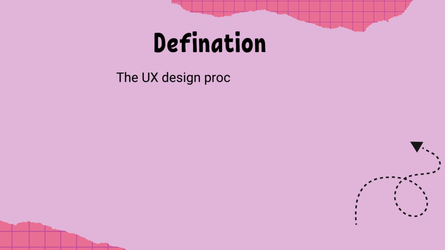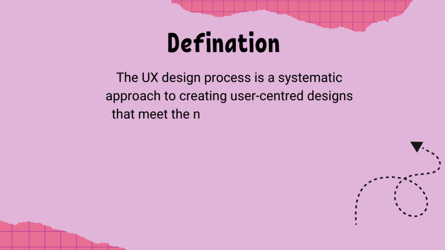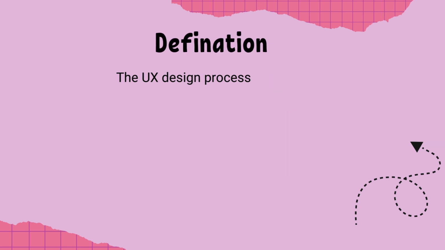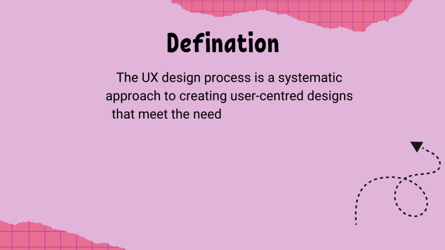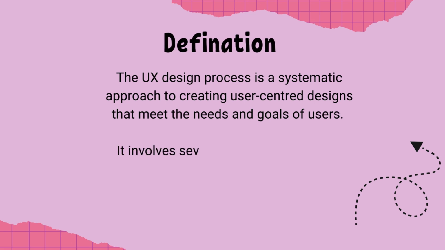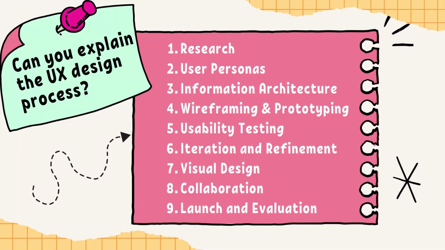The UX design process is a systematic approach to creating user-centered designs that meet the needs and goals of users. In other words, it involves several key steps that guide designers in understanding, designing, and iterating on the user experience. Here is a detailed overview, or should I say, a breakdown of the UX design process.